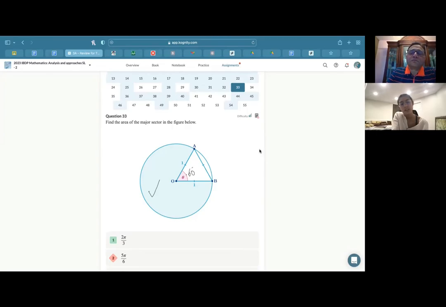Why would it be 60? Because it's an equilateral triangle, with sides 1, 1, and 1. Oh, okay, yeah, I see that.